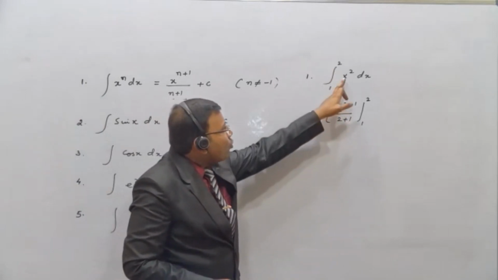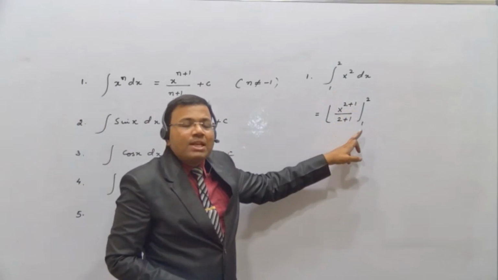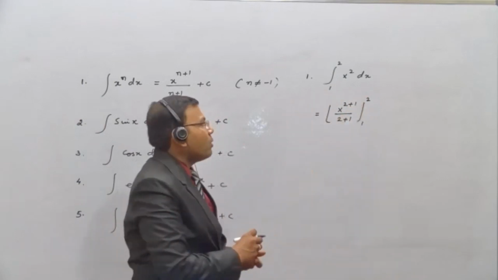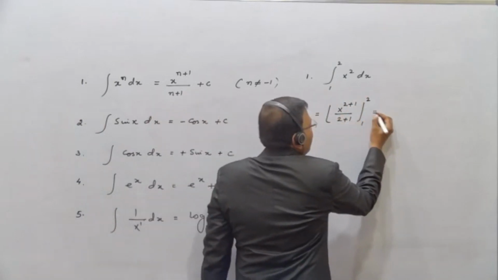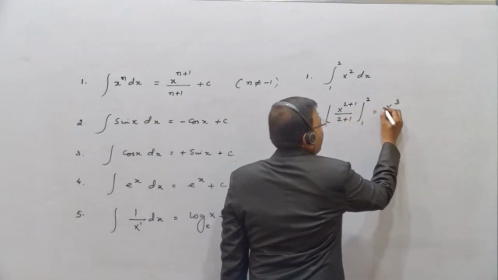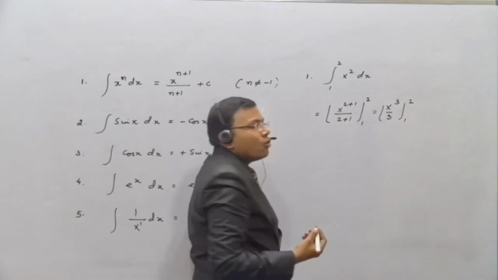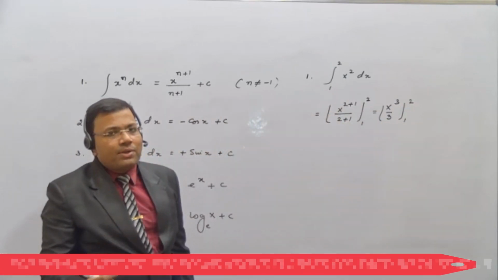So first you have to integrate this, x power 2 plus 1 by 2 plus 1, with limits from 1 to 2. Now let us see what to do. This is, students, x cubed by 3, and the limits are from 1 to 2. Then you have to go for always upper limit minus lower limit.